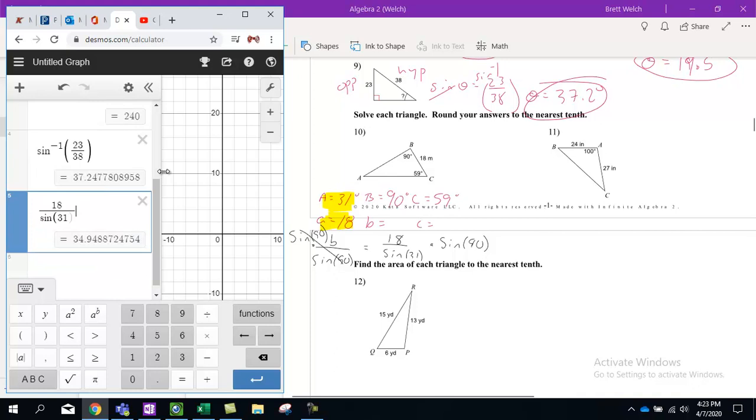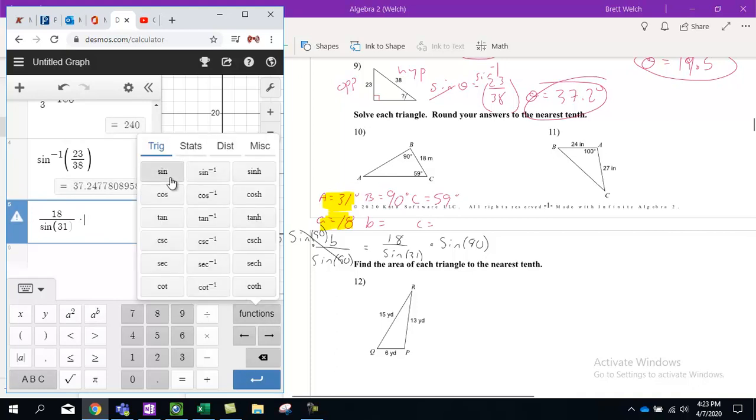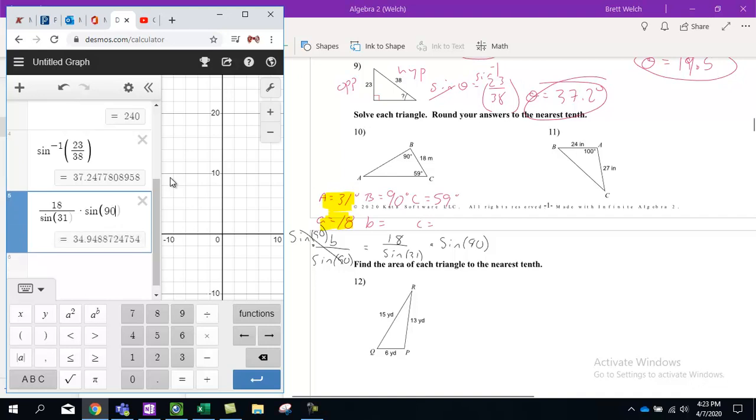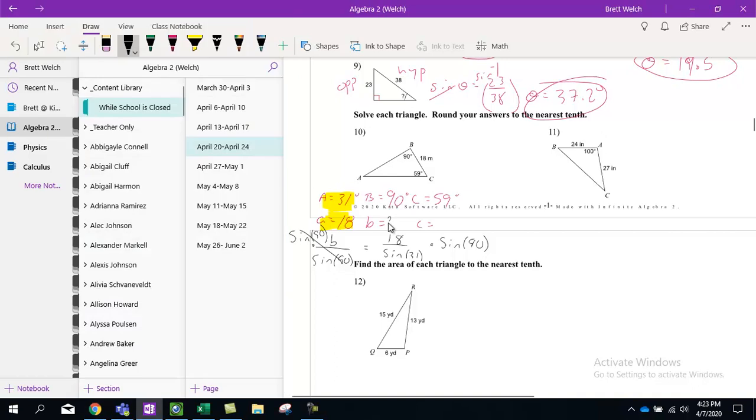And then I'm timesing by the sine of 90, which comes out to 34.95. So I'm just going to go 34.9. That was for B, 34.9.